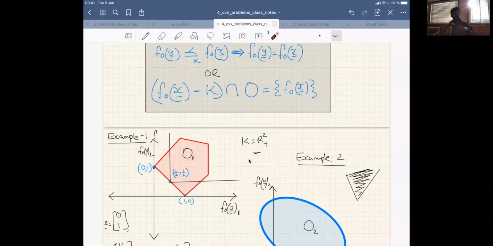Normally, you cannot freely pick your cone. Of course, you do it for the sake of an example. But if you get a problem, it will be defined. This R2 plus is normally used because when we do comparison we want it component-wise. So this is a very often used cone, along with the PSD cone for matrices.